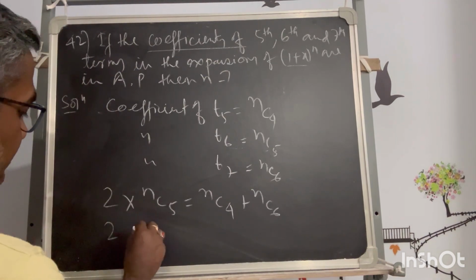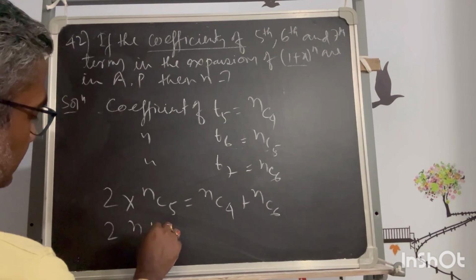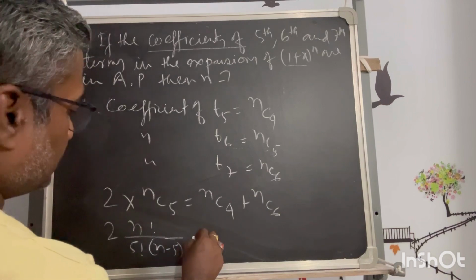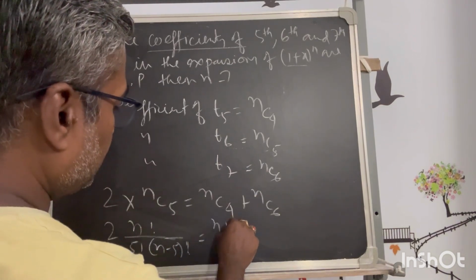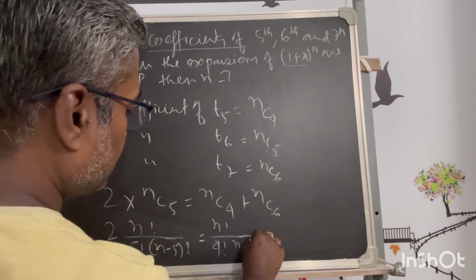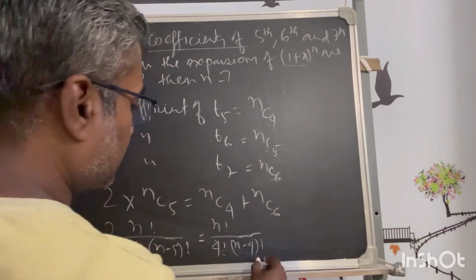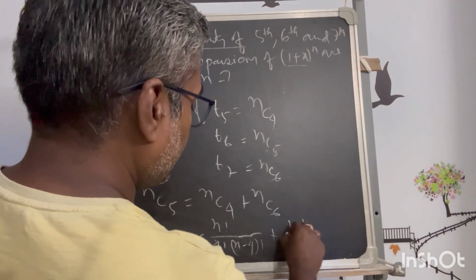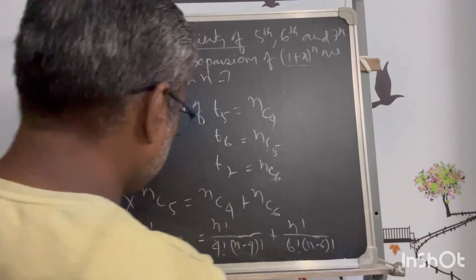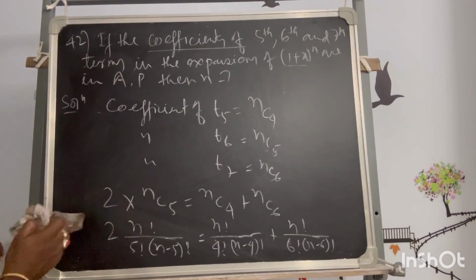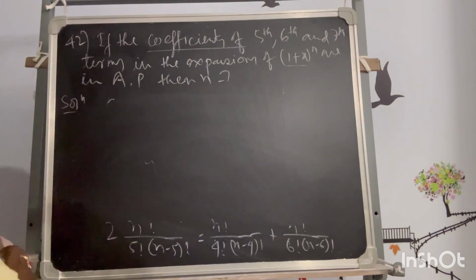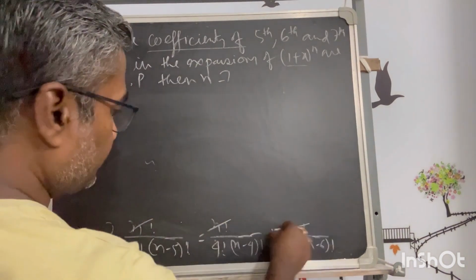2 into NC5 means n into factorial n, here it is factorial 5 into factorial n minus 5, equal to factorial n by factorial 4 into factorial n minus 4, plus factorial n by factorial 6 into factorial n minus 6. So this will be the case. Now if we reduce by solving the coefficients further, what will we get? n will all be cancelled out because n cannot be 0.